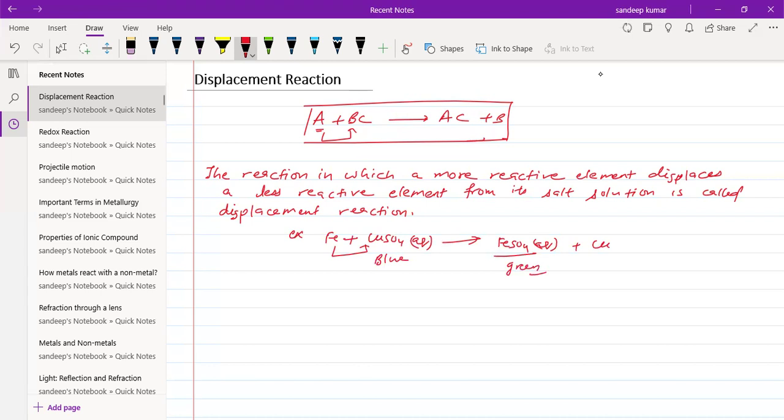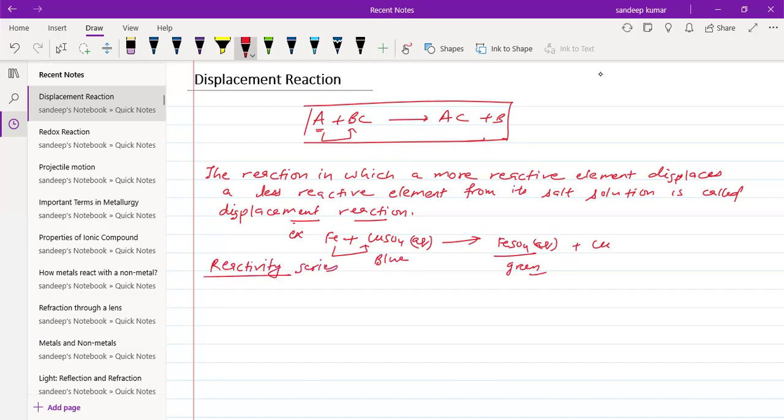So the reaction in which a more reactive element displaces a less reactive element from its salt solution is called a displacement reaction. That you should write as the definition and example. So how will you get to know which one is more reactive and which one is less reactive? Through a reactivity series only, children. There is a reactivity series in which elements are arranged in decreasing order of their reactivity.